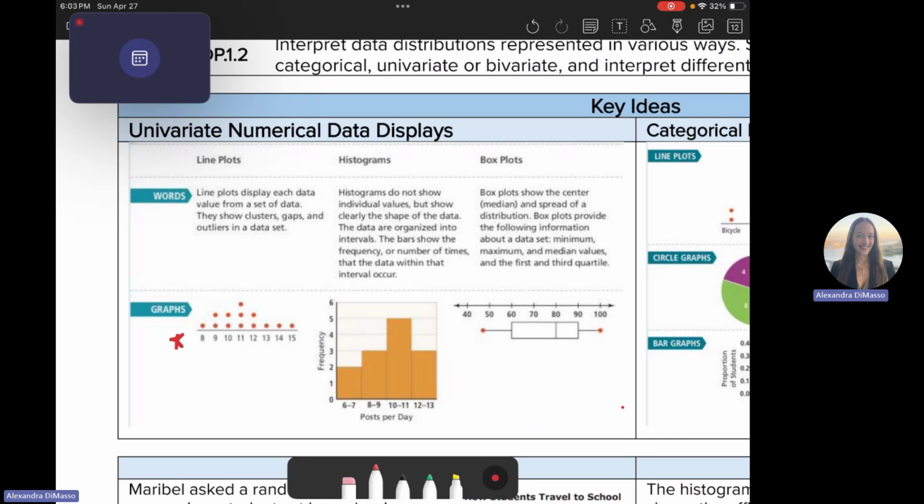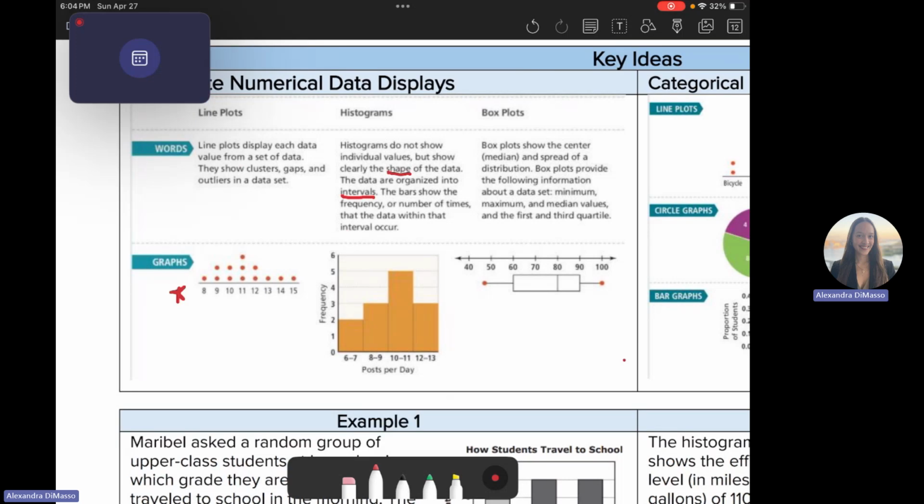A histogram does not show individual values, but does show an overall shape of what the data looks like. The data is also organized in intervals. So posts per day, you'll see down here on this histogram, like this is between 6 and 7. I don't know, my thing's not drawing. Or between 8 and 9.